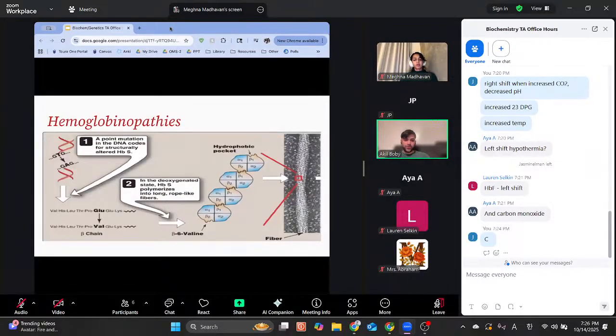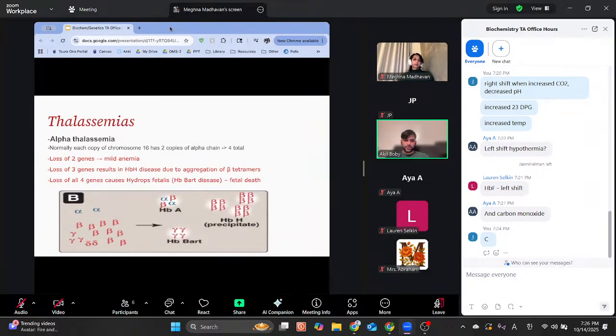Yep, so this is just reiterating that the deoxygenated state is the one that polymerizes and sticks together in clumps and causes the problems. Okay, thalassemia. I don't remember these too well, so I might have to pass to you. Okay, I think I got it.